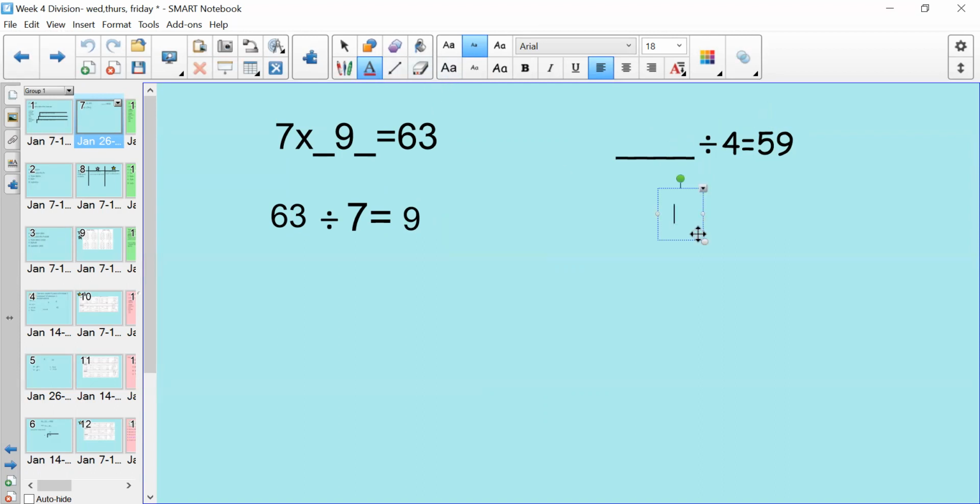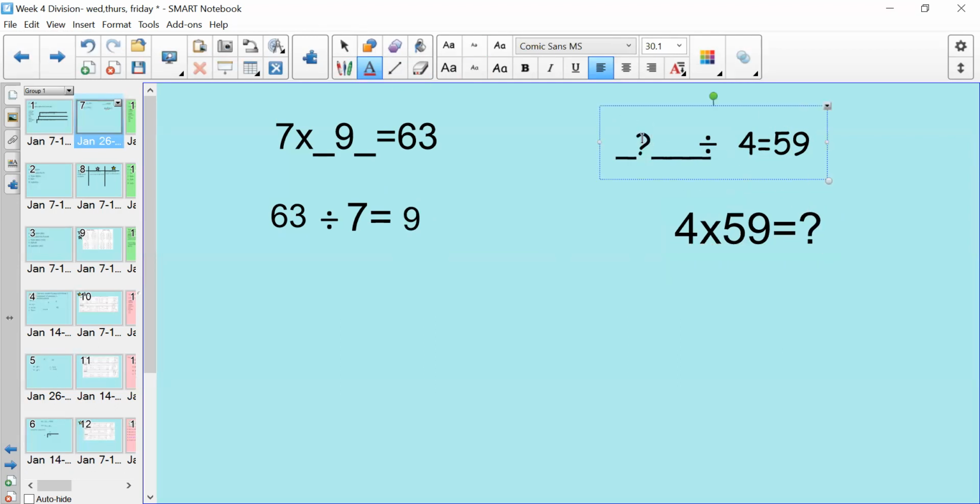Okay, so I don't have my whole number, because for division, my whole number goes here. So I've got 2 parts. So I've got 4, which is a part, and I've got 59, and it equals something. And that answer would go here, because it's also the whole number.